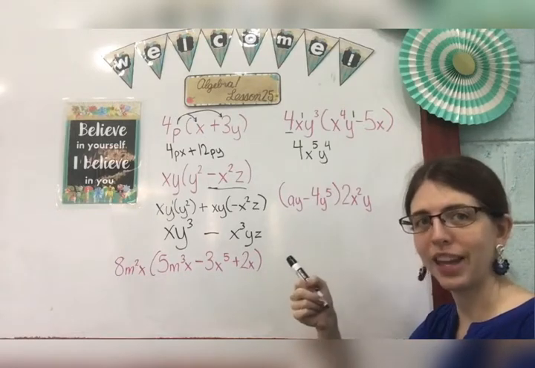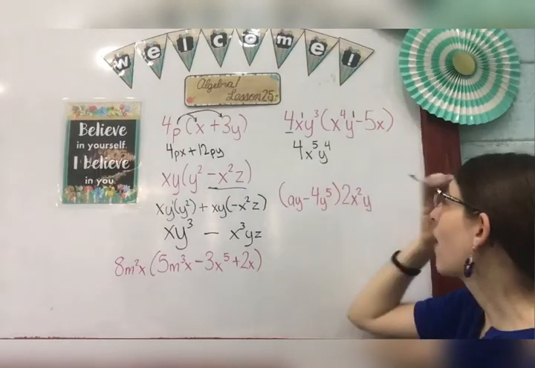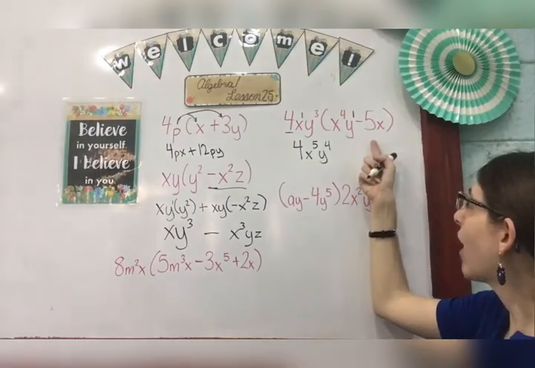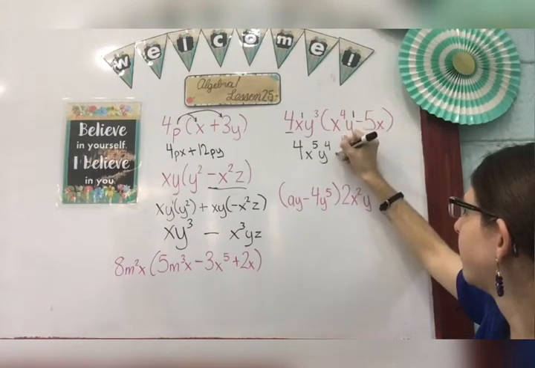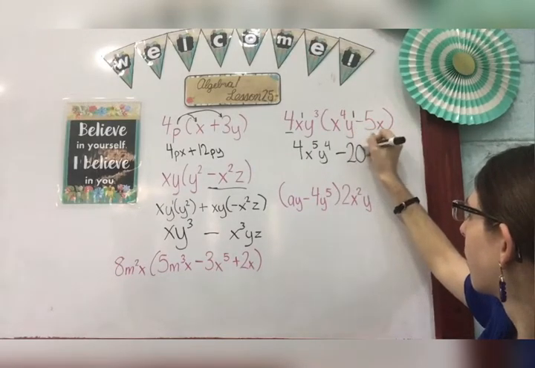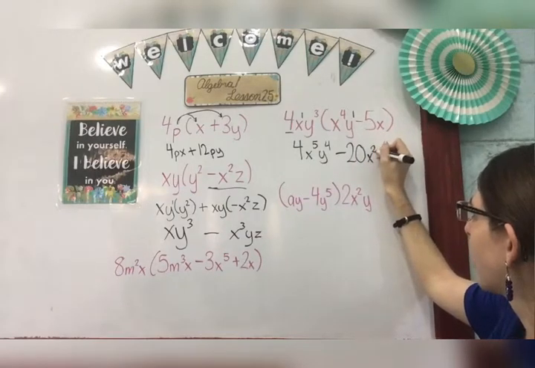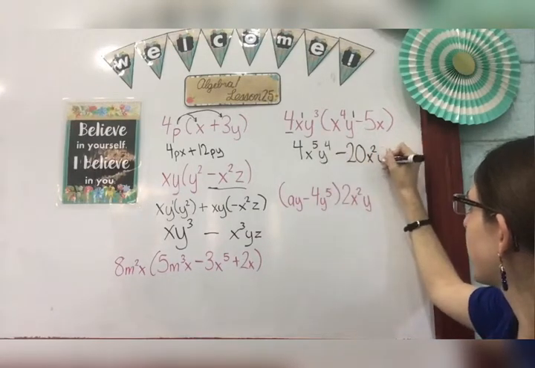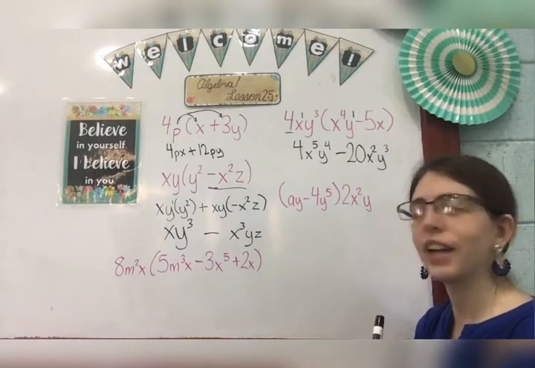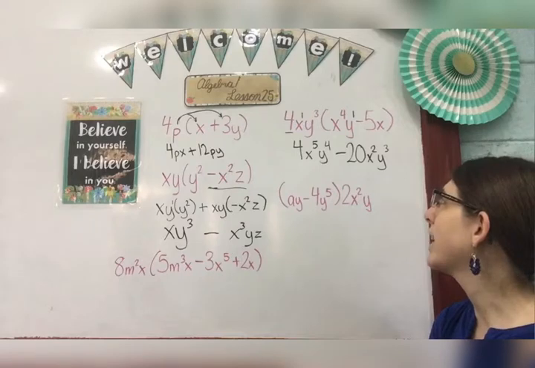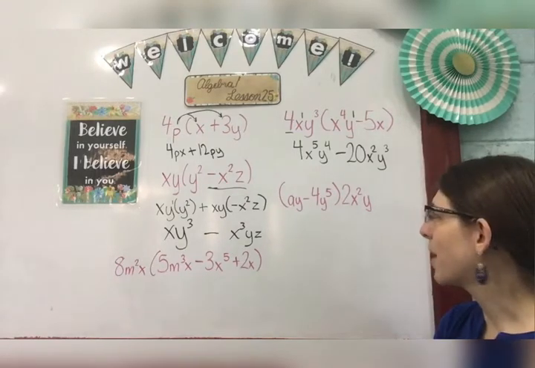How you doing? Did you hang in there with me? Do you understand? Let's keep going. Minus 5x. So that's a negative 5 times a positive 4 gives you a negative 20. x times x is x squared. There's no y's over here, so we just keep this y cubed. So it's 4x to the 5th power, y to the 4th power, minus 20x squared y cubed, excuse me. All right, let's try another one.